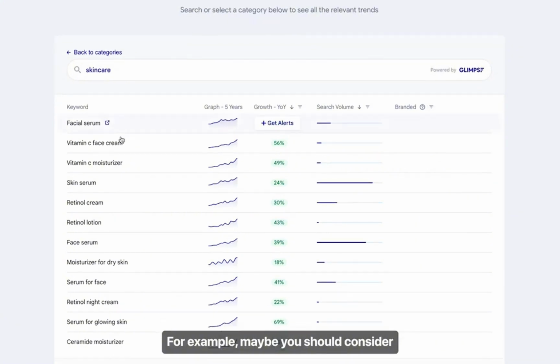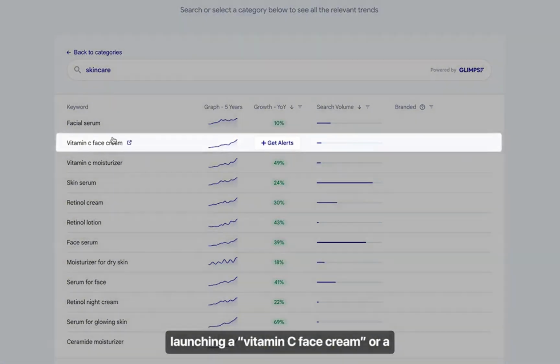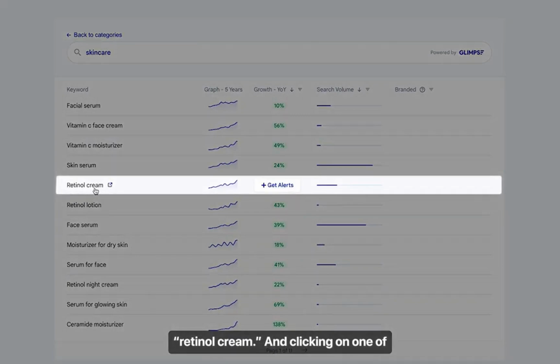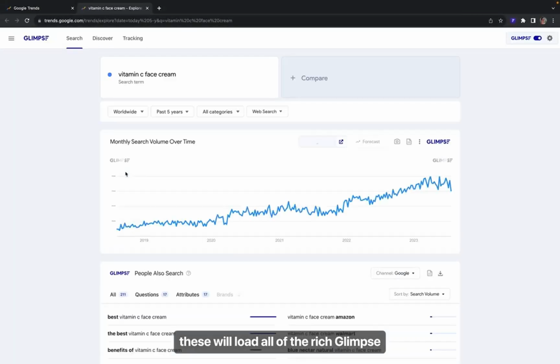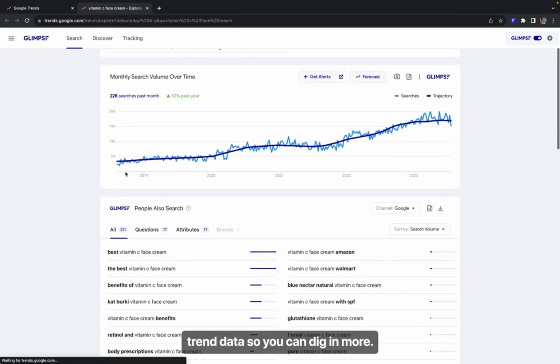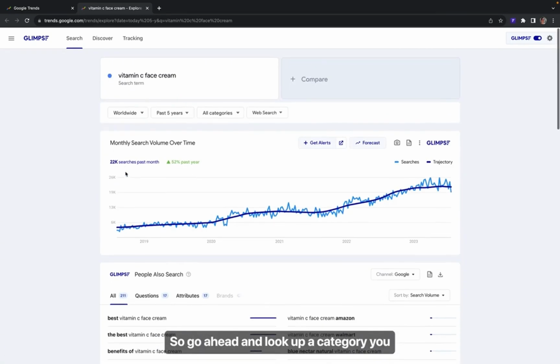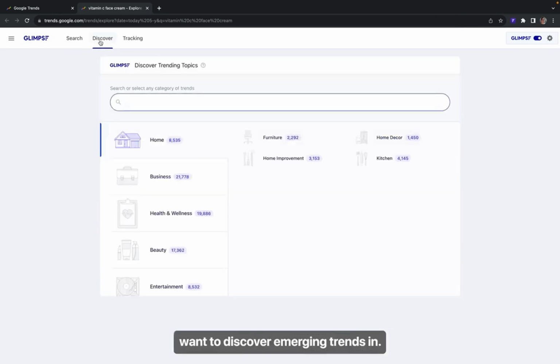For example, maybe you should consider launching a vitamin C face cream or a retinol cream. And clicking on one of these will load all of the rich Glimse trend data so you can dig in more. So go ahead and look up a category you want to discover emerging trends in.